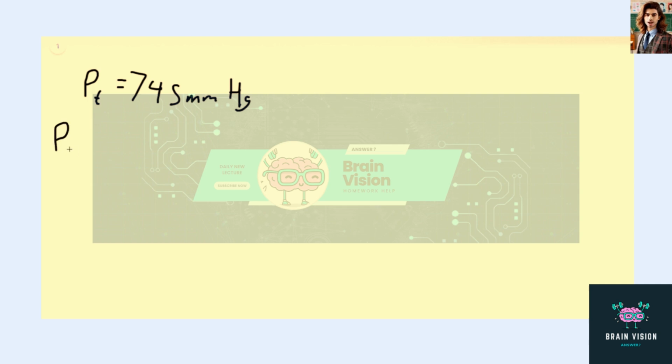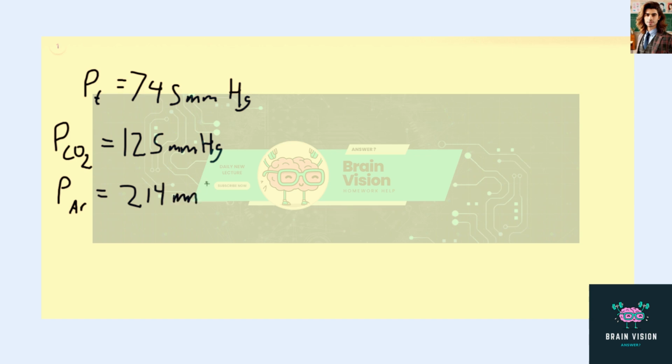And so our givens are PCO2 is 125 millimeters of mercury. Our PAr is 214 millimeters of mercury. Our PO2 is 187 millimeters of mercury. And our PHe, that is what we're trying to find, the partial pressure of helium.